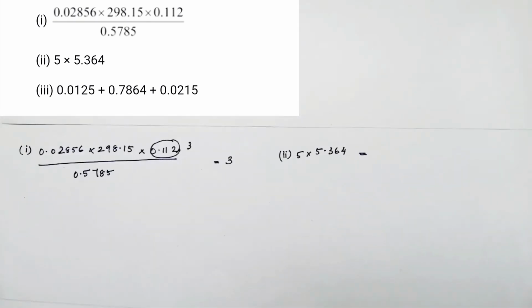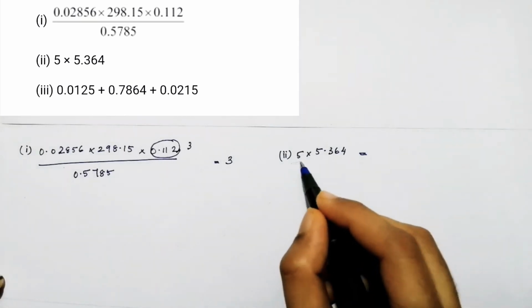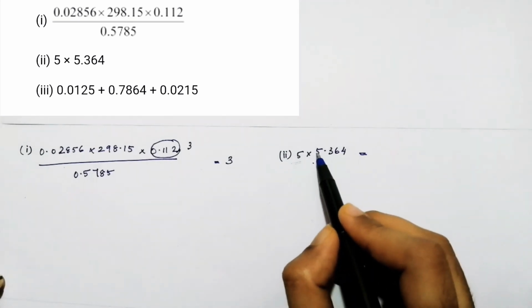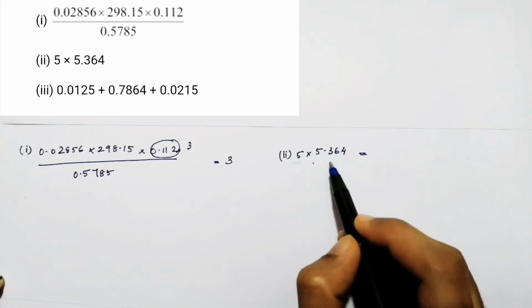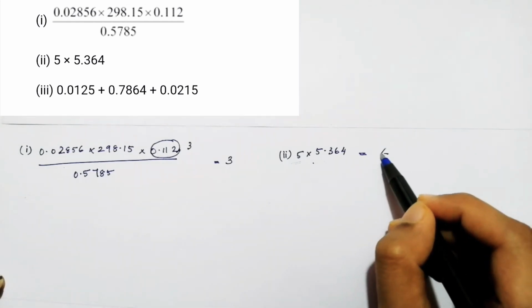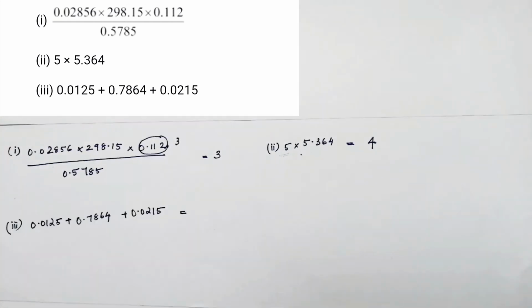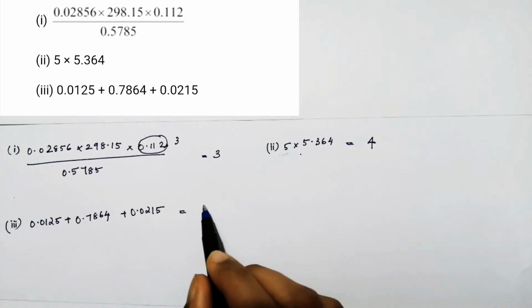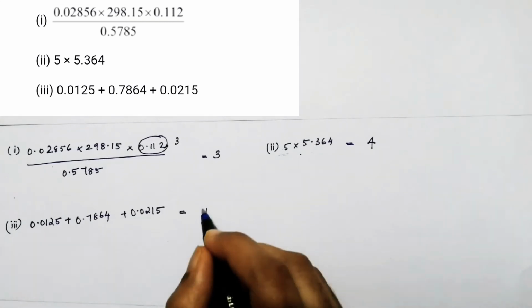In the second question, we have 5 into 5.364. When we leave this exact number 5, we can say this number is having 4 significant figures as they are all non-zero digits. So the answer should also contain 4 significant figures. In the third question, we have an addition, and we know that in the case of addition and subtraction, the answer should have the least number of decimal places. Now in this question, we have 4 decimal places for each of these numbers. So we can easily say that the answer should contain 4 significant figures.